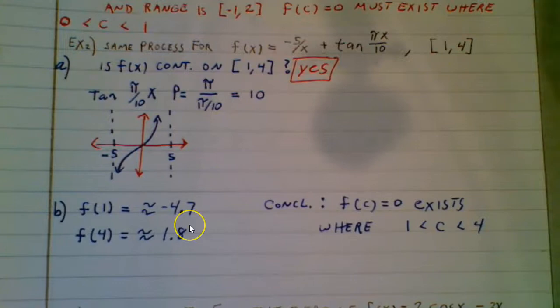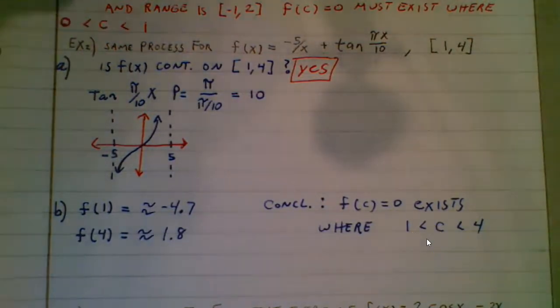So for this one, just from 1 to 4, you can see that our y-coordinates go from a negative to a positive. So in order to do that, it would of course have to pass over 0 for that to happen. So because it's continuous from 1 to 4, and my range goes from here to here, yes, there would have to be a 0 that exists from 1 to 4, somewhere within that. So that's our intermediate value theorem.